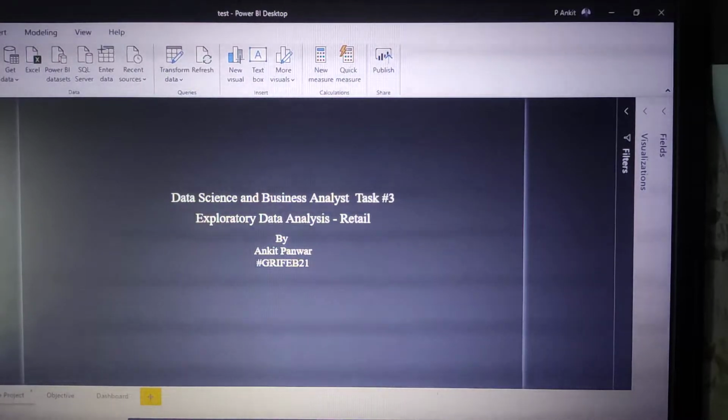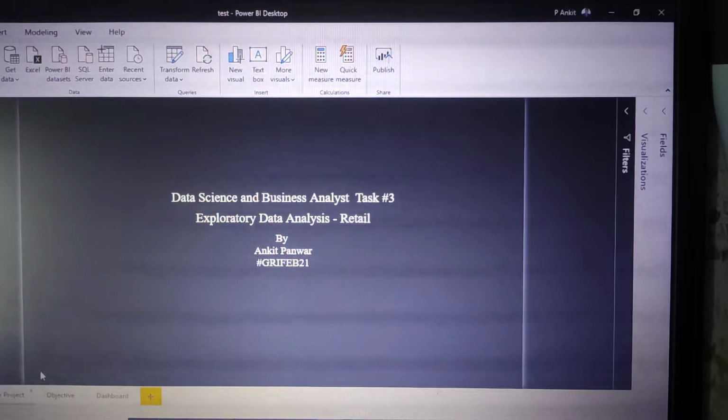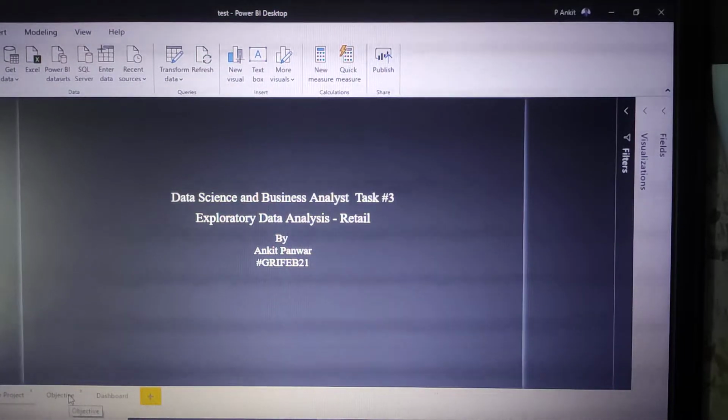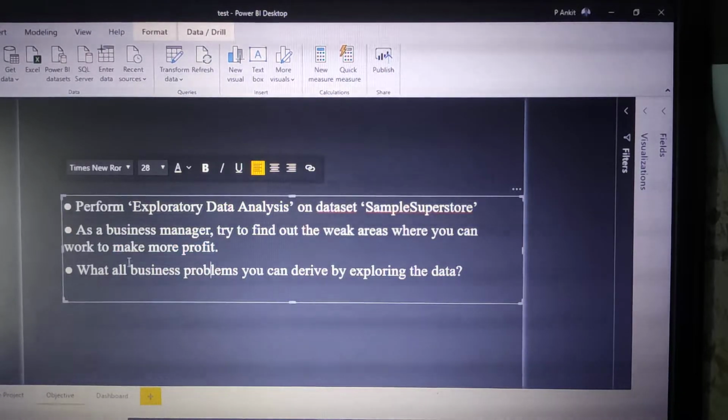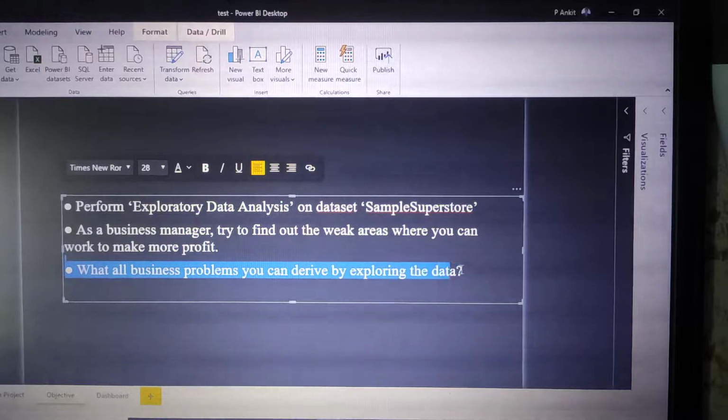Hello everyone, I have prepared a dashboard for a business manager, using data of a sample store in the USA. The objective of this dashboard is to find out the weak areas where a business manager can make more profit, and what business problems you can derive by exploring the data.